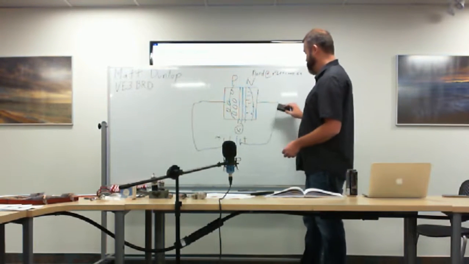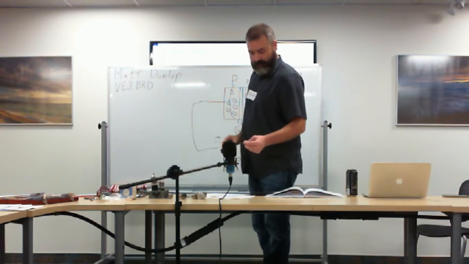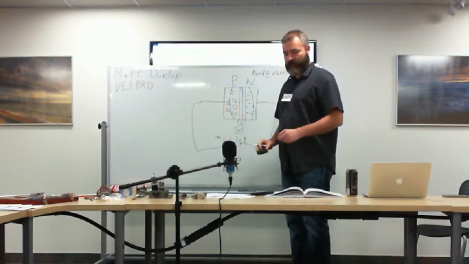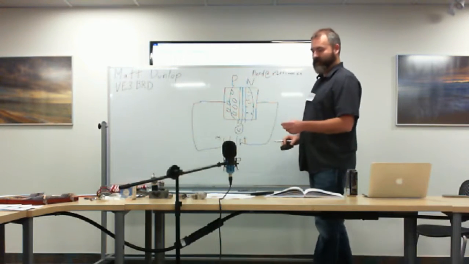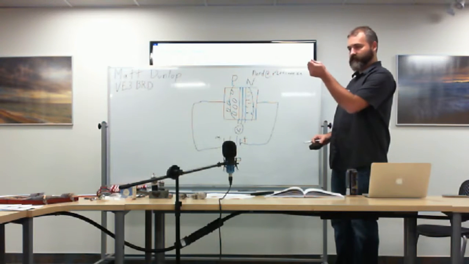So that's the simple form of a PN junction. There's different types of diodes. One thing that you need to know for the test is there's Zener diodes. The Zener diodes are a little bit of a special case. This is a Zener.